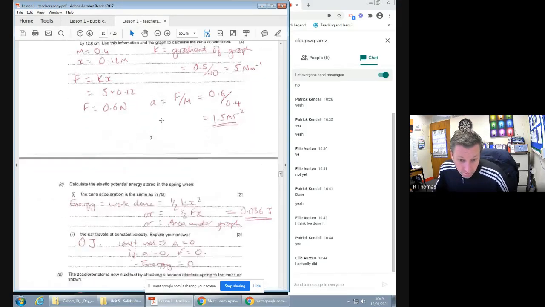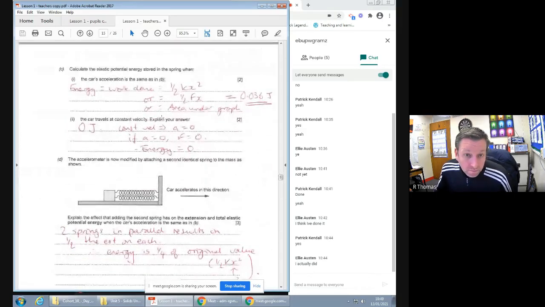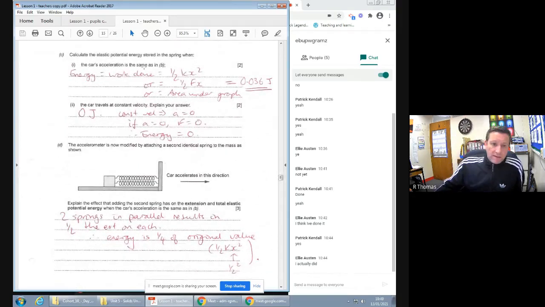Right, here's what I've got. So calculate the elastic potential energy. Don't forget, that's another way of saying calculate the work done in stretching that spring, right? So it's being stretched, and obviously it then contains potential energy. So you have three options.